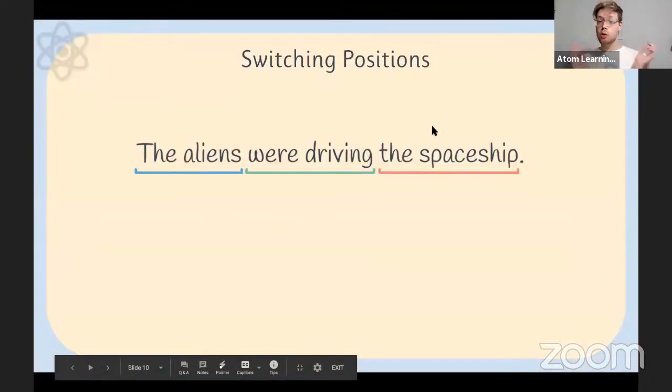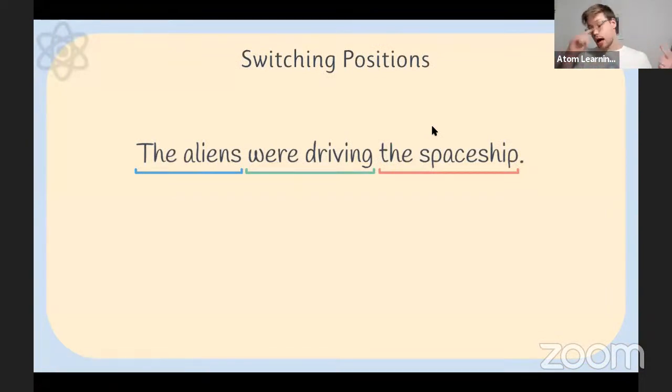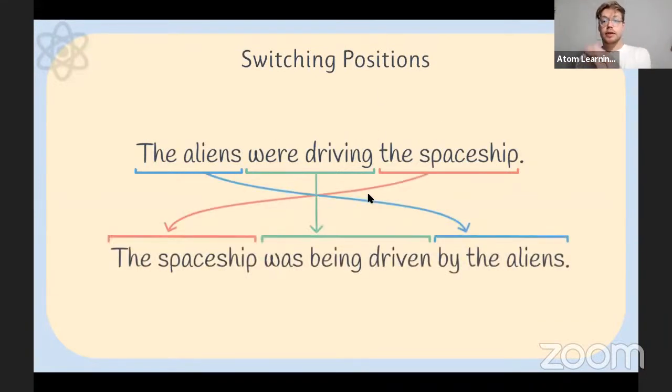Okay, now we're going to be switching positions and we are going from active to passive. Boom. It's okay. We want to be versatile in our writing, so we want to be versatile with our active and passive voices. Let's get into it. The aliens were driving the spaceship. So that is going to be, the aliens were driving the spaceship. Then the spaceship was being driven by the aliens. I'm going to talk through the steps that I have taken to convert these sentences.